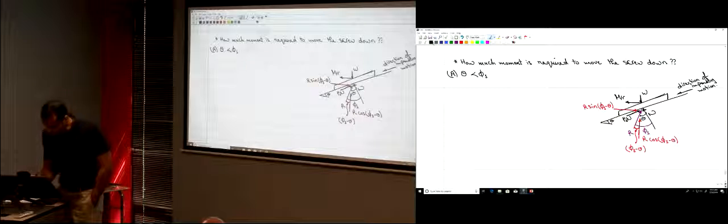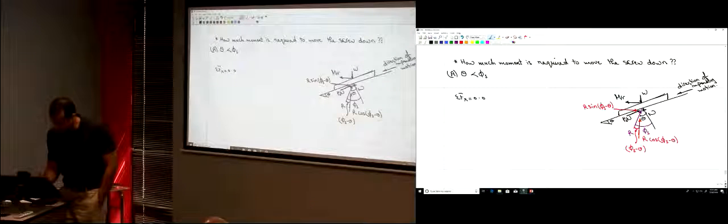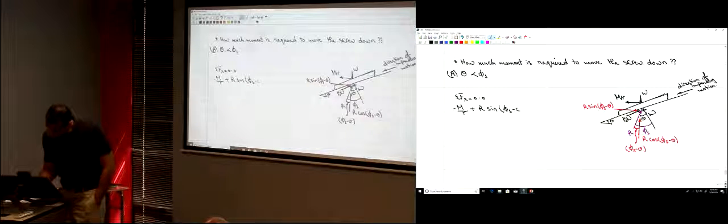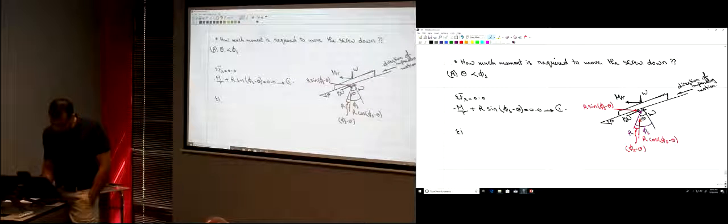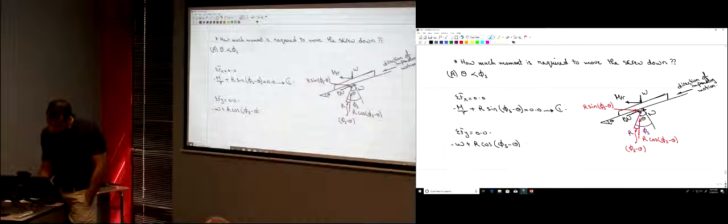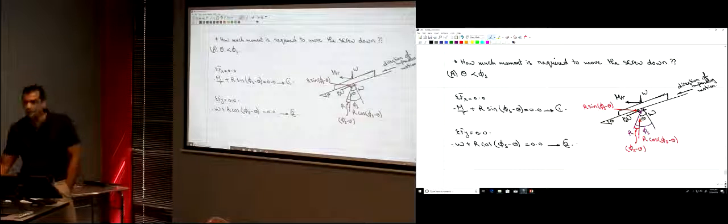Now applying the equations of equilibrium, the summation of the forces in the x direction equal to 0. What do you have? Negative M over r plus R sine phi s minus theta equal to 0. That's equation 1. And then we have the summation of the forces in the y direction equal to 0. What do we have? Negative W plus R cosine phi s minus theta. That's equation 2. We're going to do exactly as we did for the upward motion.